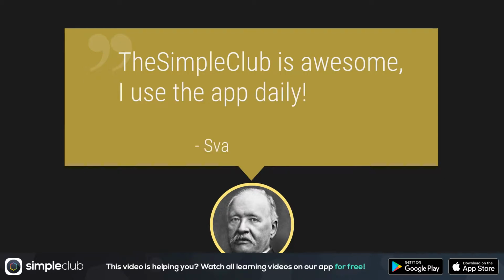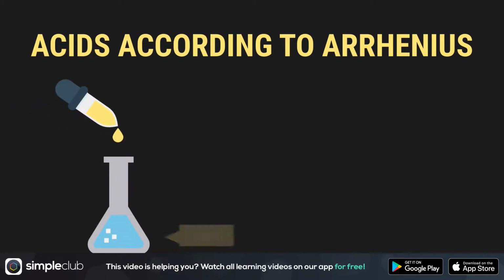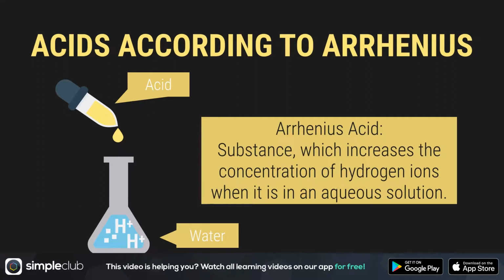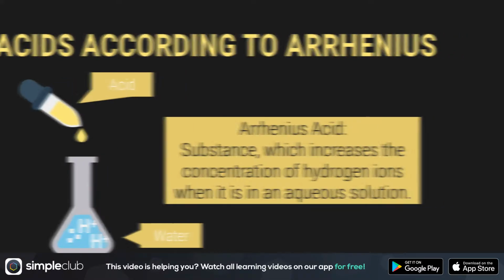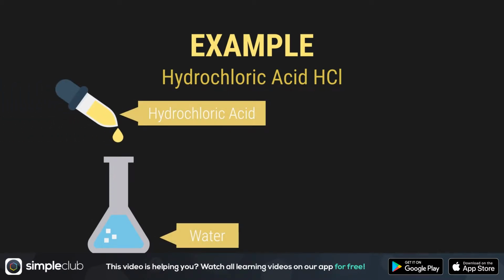Okay, now we're gonna look at what Svante, the old acid-base guy, came up with. According to Arrhenius, an acid is a substance which increases the concentration of H+ ions when it's plunked into water. So an Arrhenius acid is a substance which increases the concentration of hydrogen ions when it is in an aqueous solution, okay? We're gonna take hydrochloric acid or HCl as our example and pour it into water.